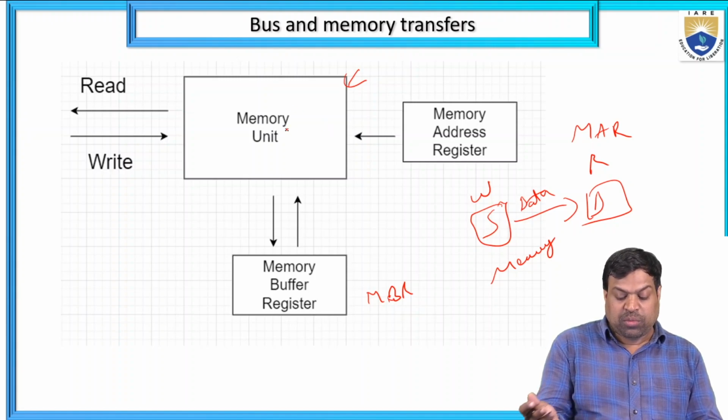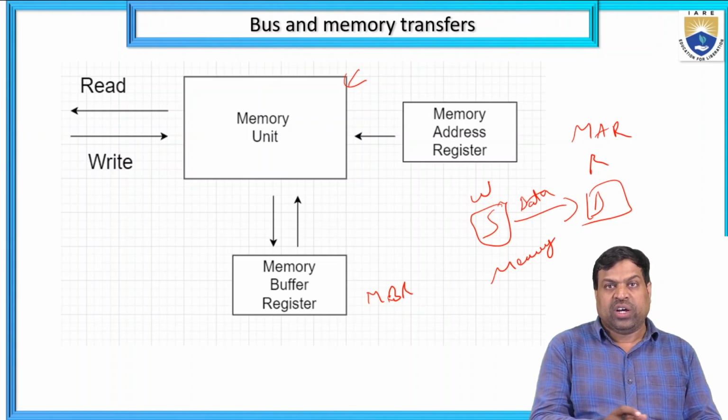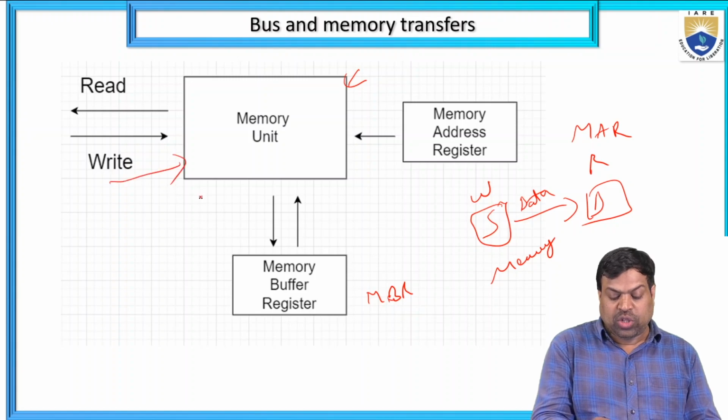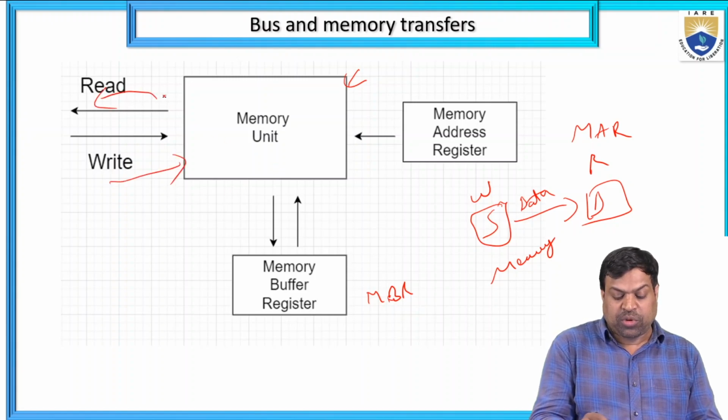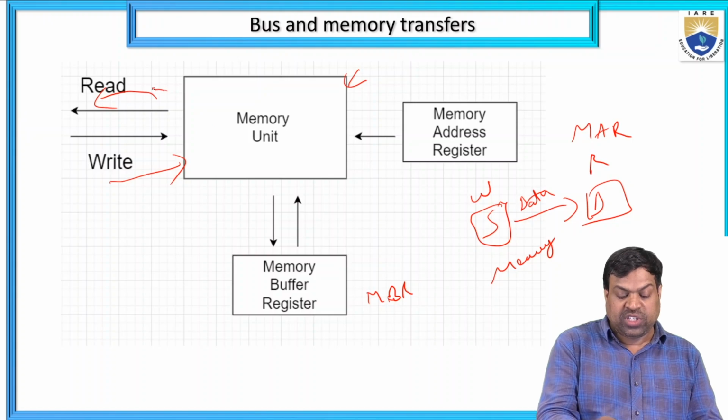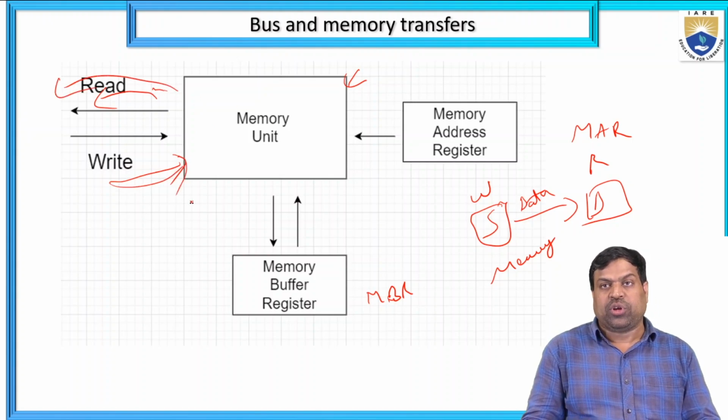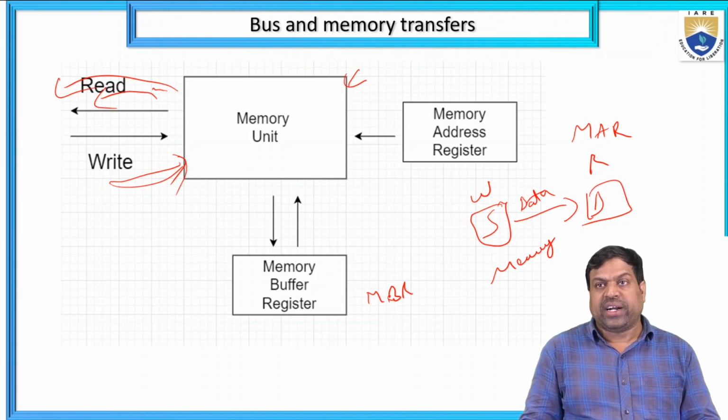Read means from the memory to another one. Write means to the memory. Here you can see, write means to the memory unit, and read means from the memory unit. From the memory unit means from the memory unit to outside. Write means to the memory unit. And then the memory address register.